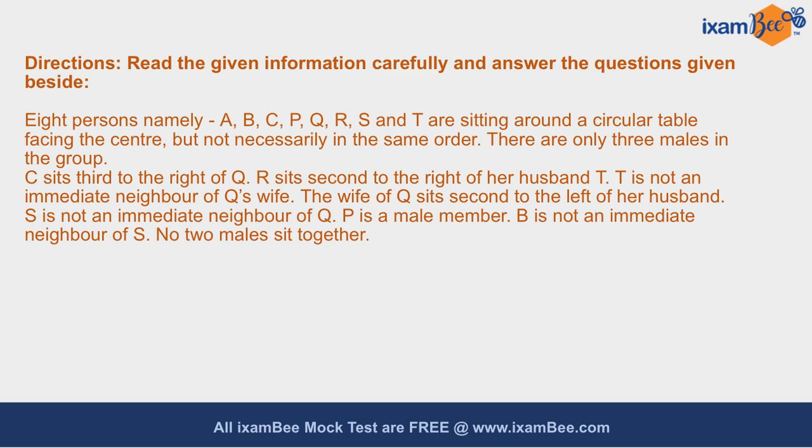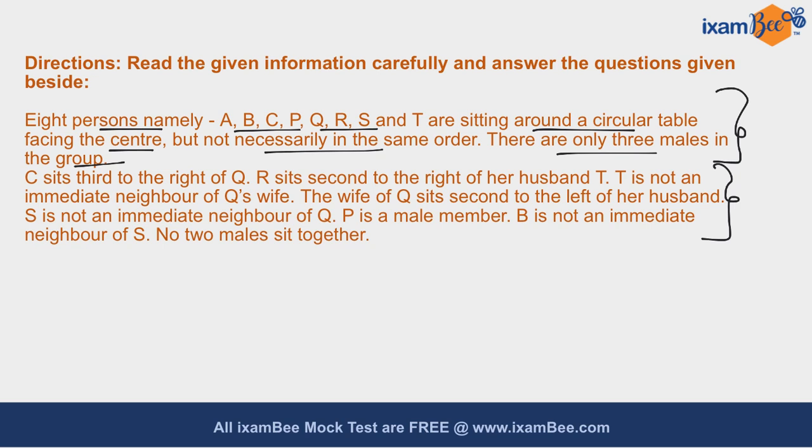Let us solve the next question. So it is given to you that 8 persons, namely A, B, C, P, Q, R, S and T, are sitting around a circular table facing the center but not necessarily in the same order. There are only 3 males in the group, so you have to remember this particular information. You have to read these directions also in order to find the correct arrangement. So let us comprehend these directions one by one.